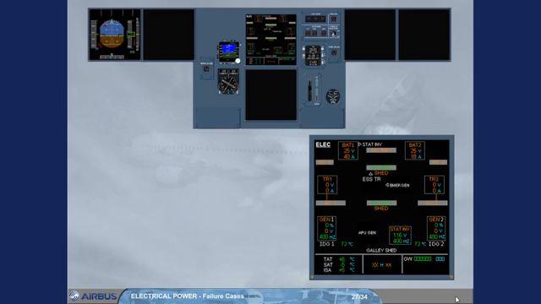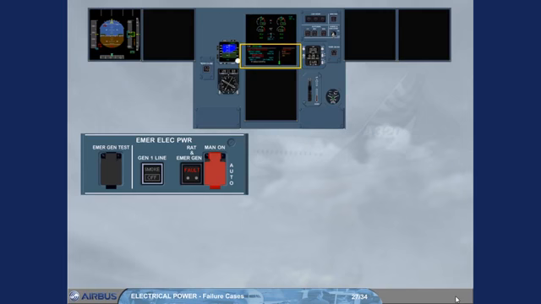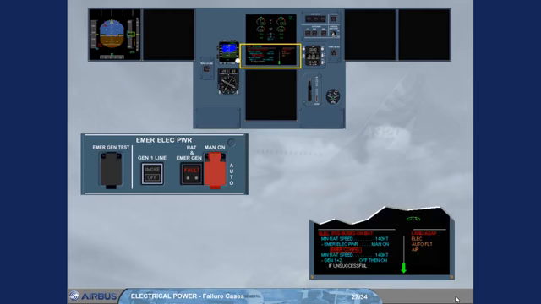If the RAT fails to extend, or if the emergency generator fails to come online, the red fault light on the emergency ELEC power panel will remain on, and on the engine warning display, the related procedure is displayed. Notice a new action is displayed as the emergency generator is not online. So, we did it for you. But as you can see, it is not successful.